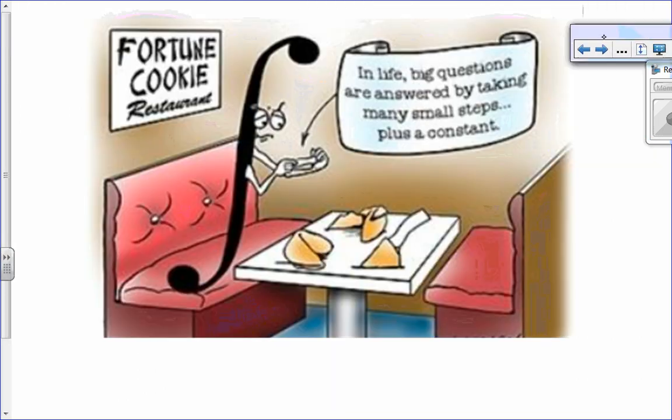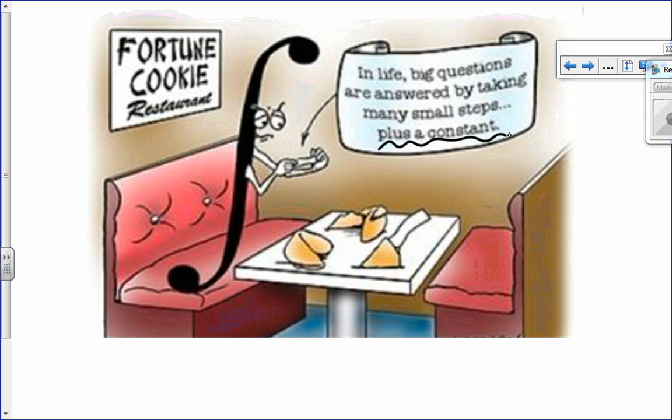So when we talk about integration, if the integral was getting a fortune cookie, it would say, in life, big questions are answered by taking many small steps, always plus a constant.